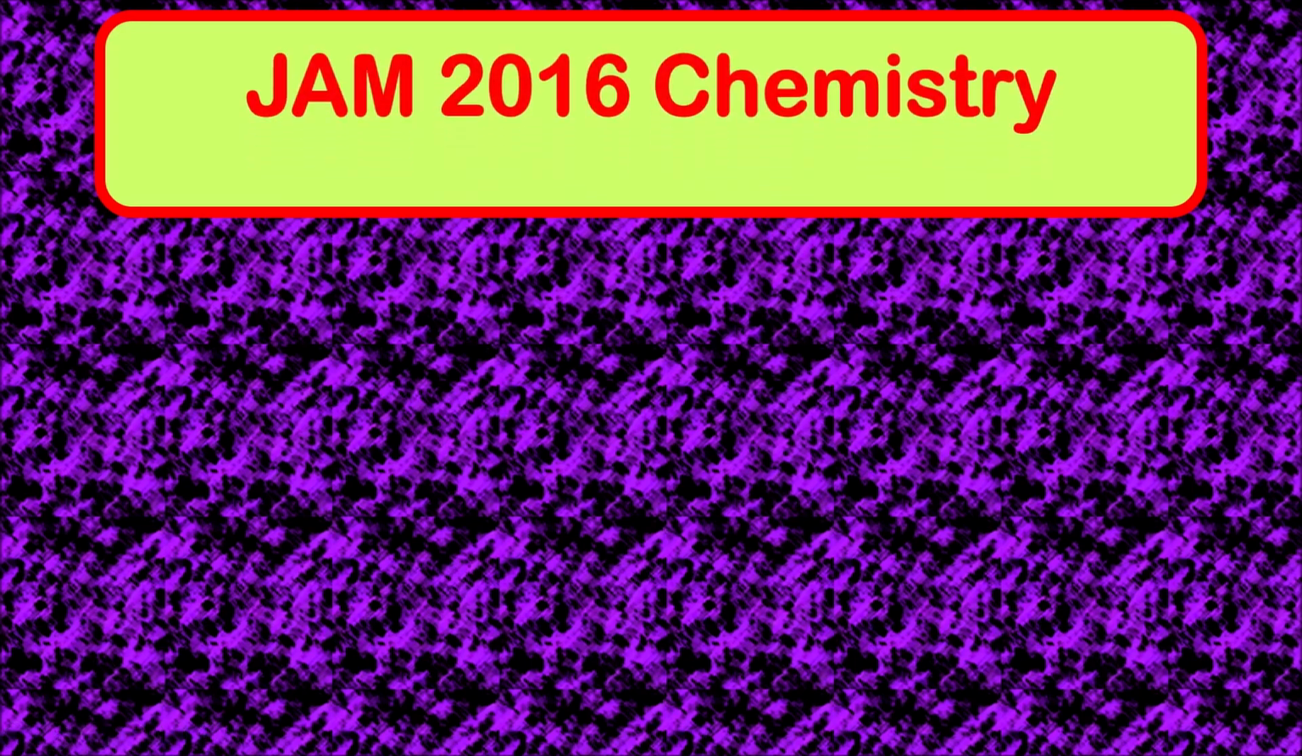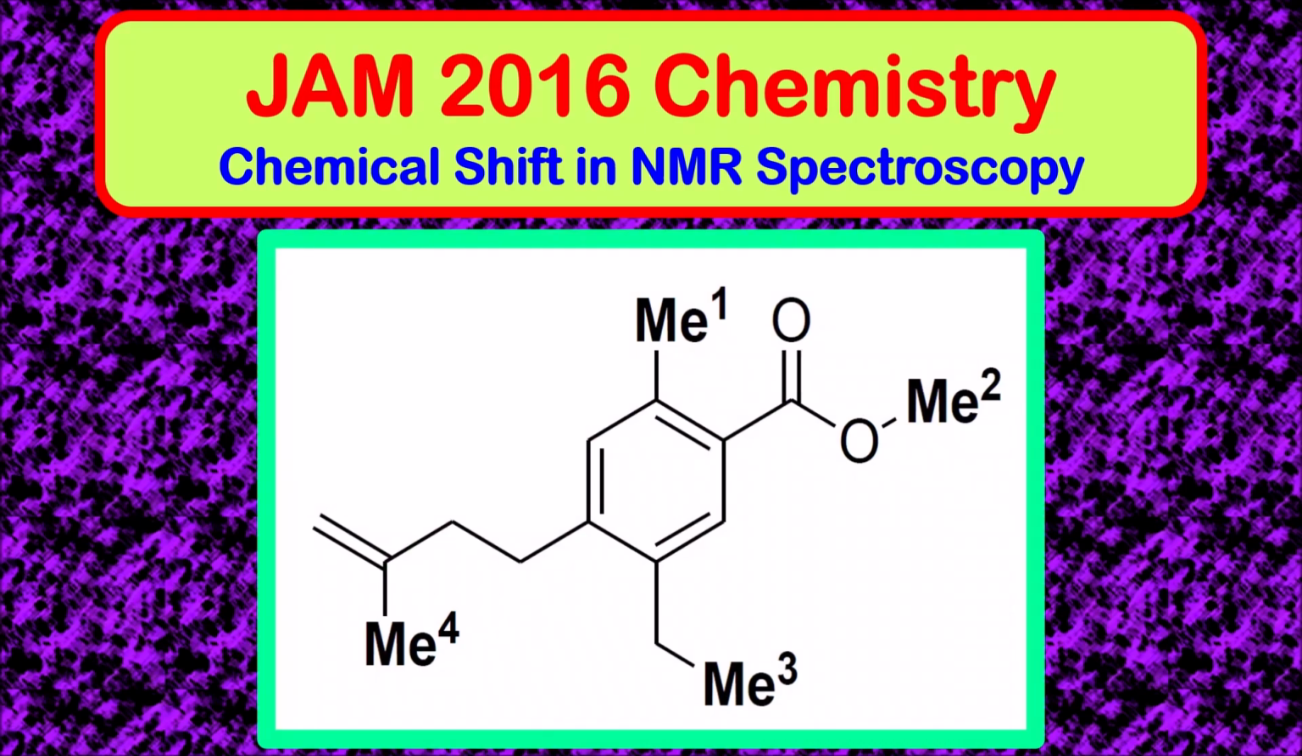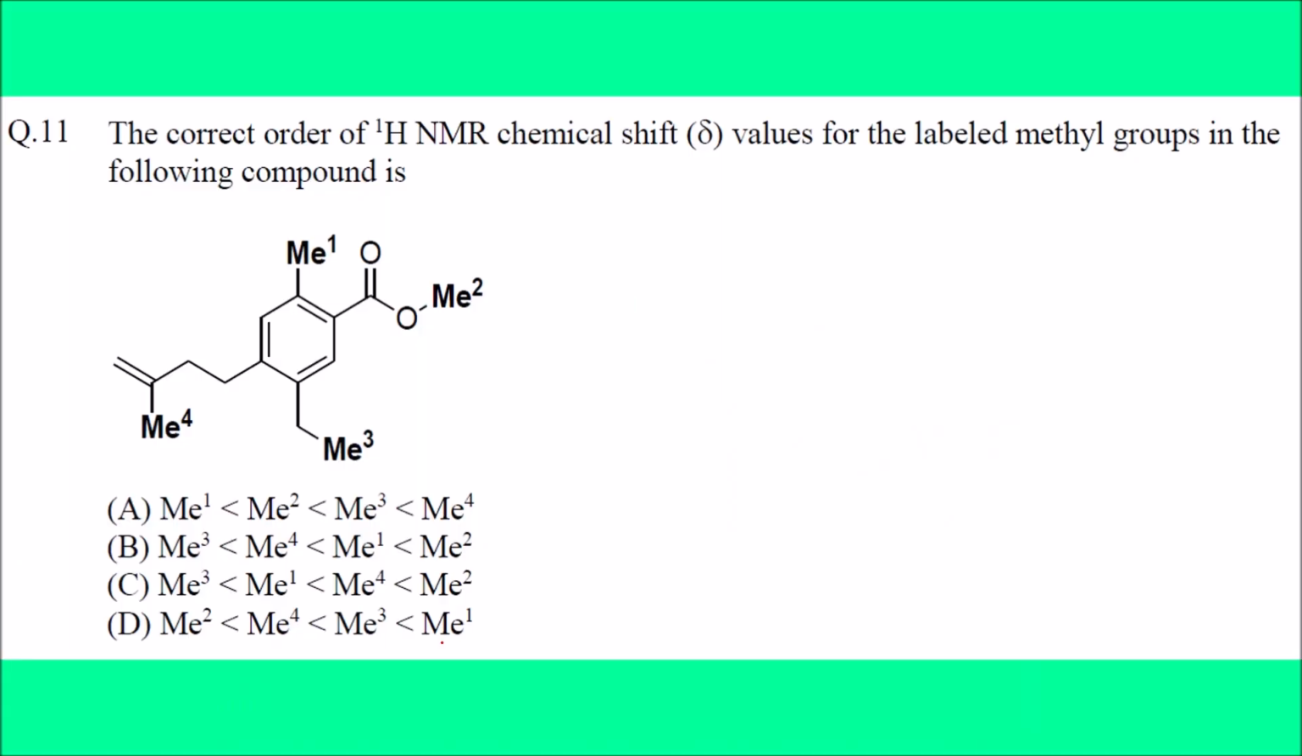Welcome to Chemazon-Complete Chemistry. In today's video, we are going to solve a question based on chemical shift that was asked in the JAM 2016 chemistry paper. This is a structure that they've given, and we have to identify the order of chemical shift of these four labeled protons, 1 to 4.